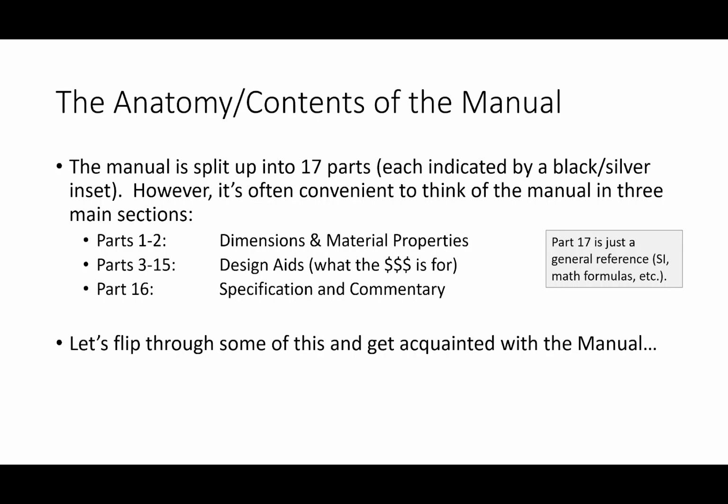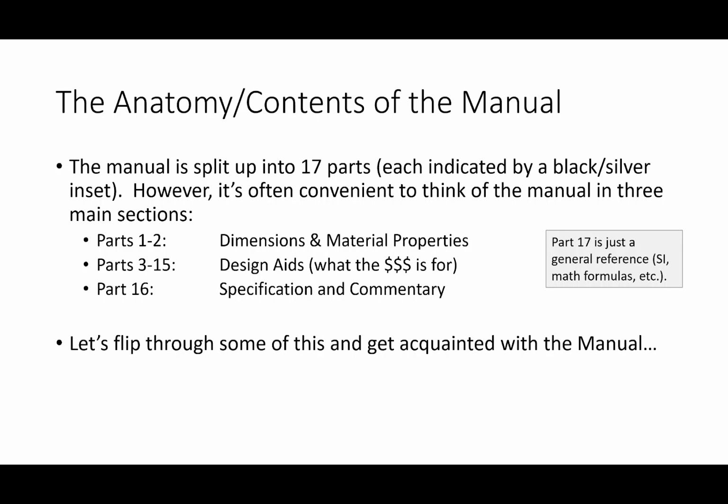Those are different parts of the manual, different sections, if you will, okay? And there are like 17 different sections. But if you want me to sort of simplify that for you, I sort of think of the manual in 3 big chunks, okay? So the first chunk is what I'm going to call parts 1 and 2. That's just the dimensions and the material properties.